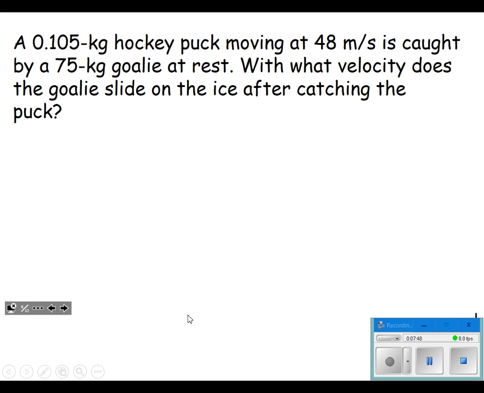So you have the puck individually and you have the goalie individually. And the puck comes in, the goalie catches it, and then they move. Do they move together or do they move separately? They move together. So because they move together, this is inelastic. If you're putting this in your notes, you might want to put this example in your inelastic section.